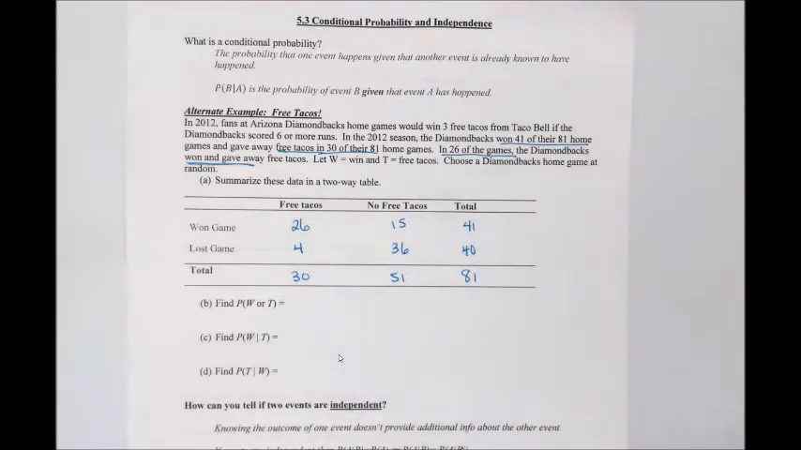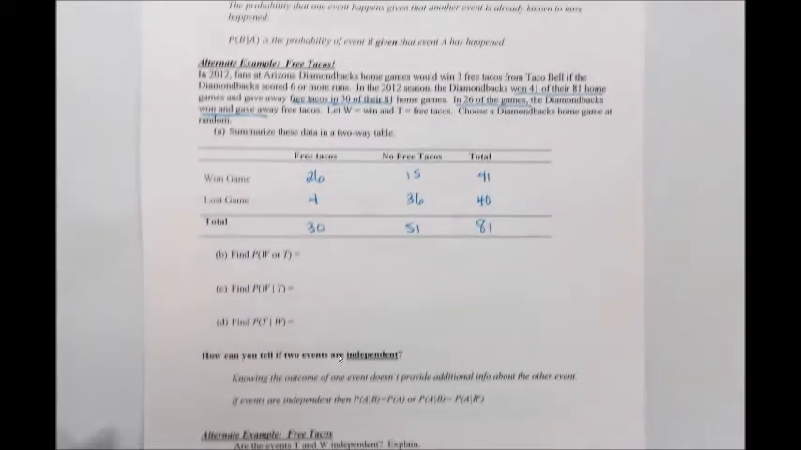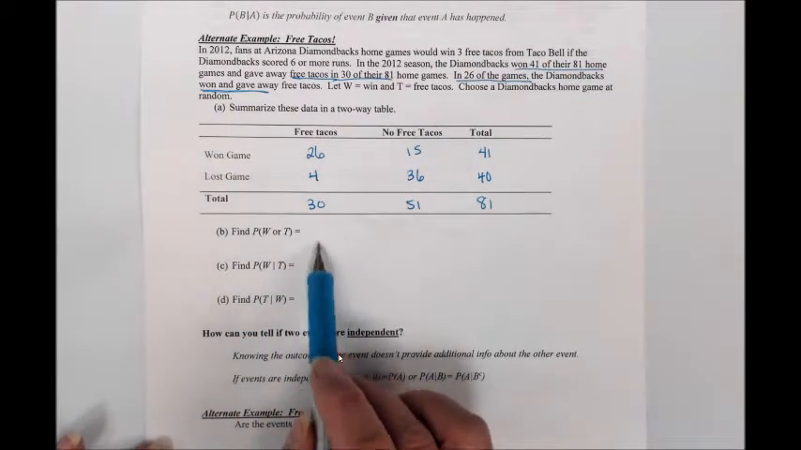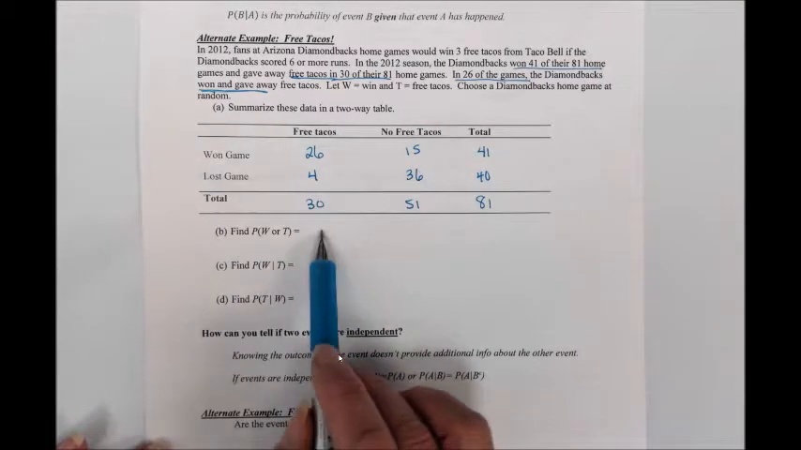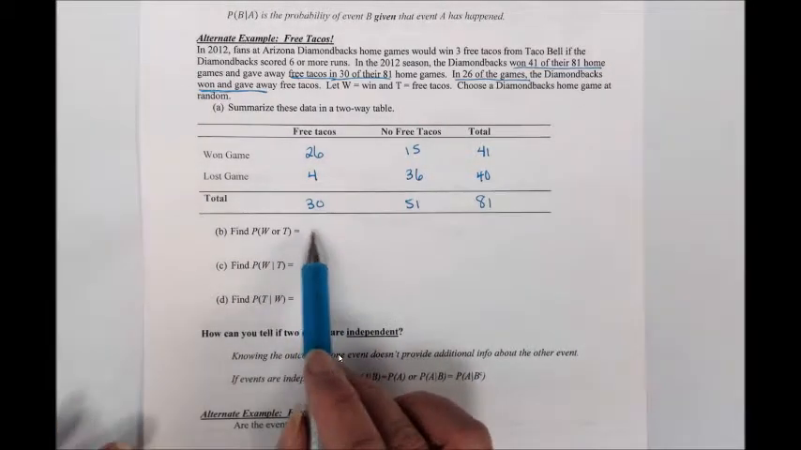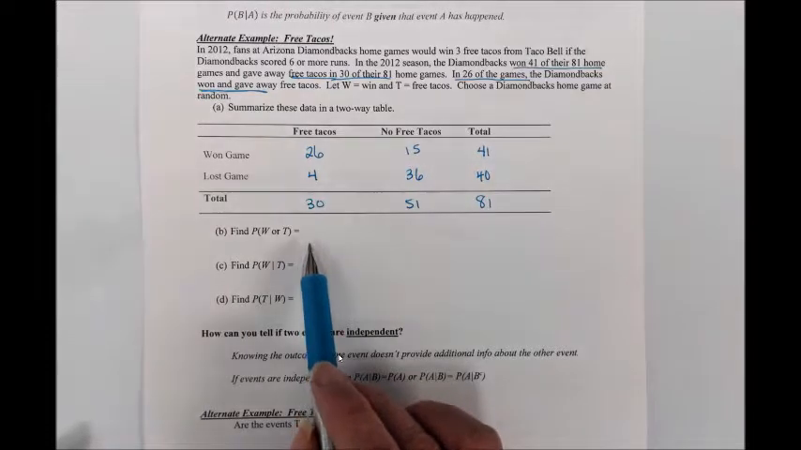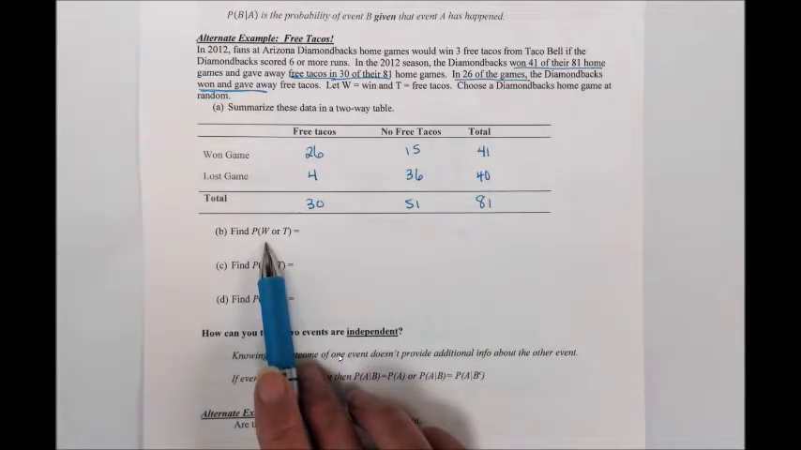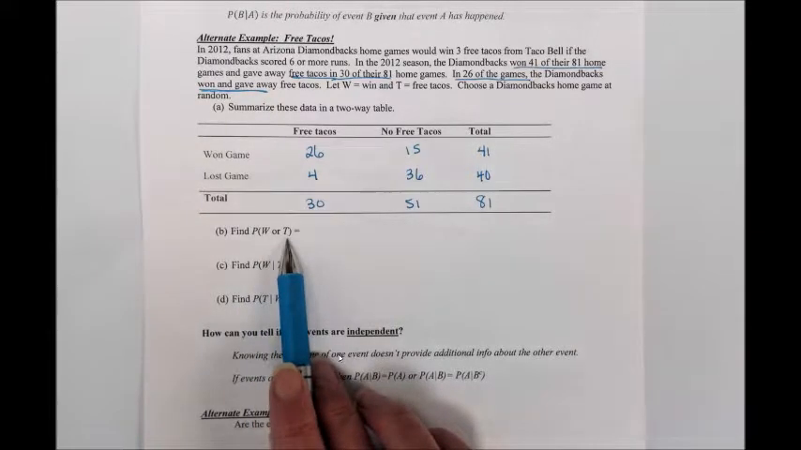So I've arranged my information from what they gave me. And now I want to find the different probabilities. Again, please start using this notation and not just write down a number. Also, a lot of times I know you want to give decimals or percents, but always start with the original fraction. So I want to know the probability of winning or tacos.